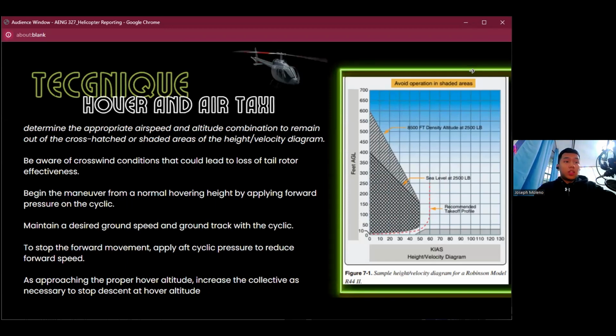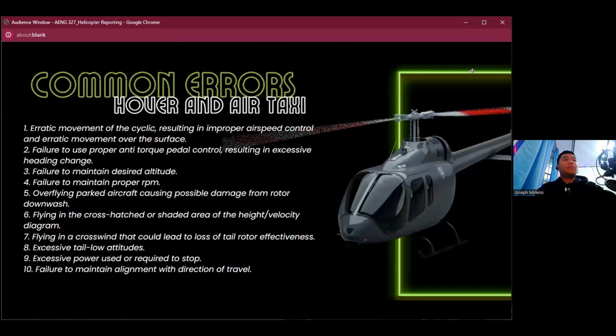Next is to stop the forward movement. Apply aft cyclic pressure to reduce forward speed. Simultaneously lower the collective to initiate a descent to hover altitude. As forward motion stops, return the cyclic to the neutral position to prevent rearward movement. And lastly, as approaching the proper hover altitude, increase the collective as necessary to stop descent at hover altitude.